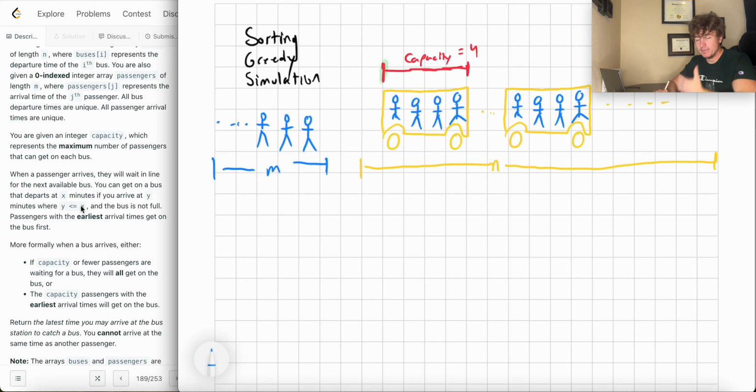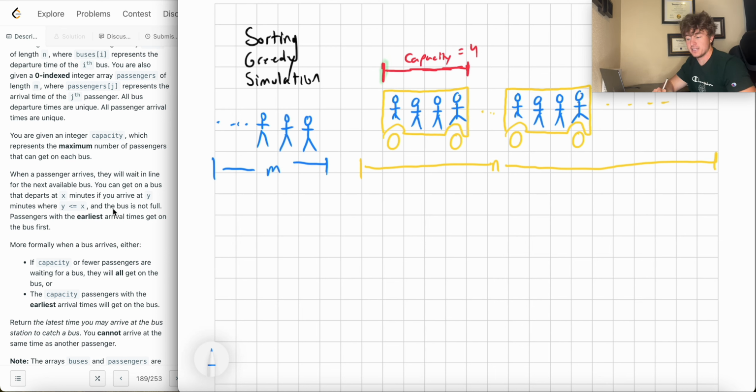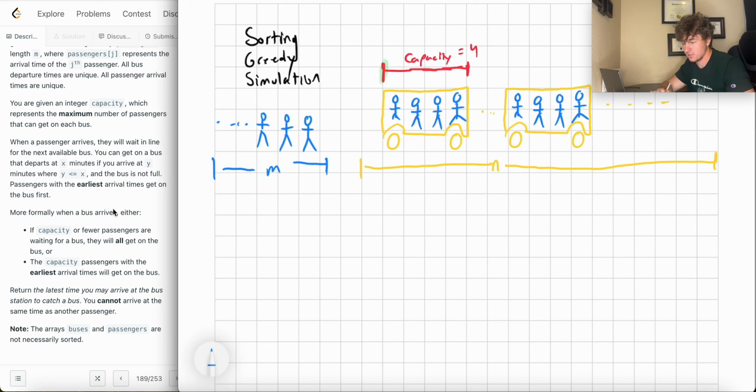So the minimum time the bus can arrive is the same time that I arrive or after, right? I can't get on a bus that came before. That's equivalent to me missing the bus, right? And the bus is not full, right? So I can only get on that bus if it arrives either when I arrive or after, and the bus isn't full, meaning there aren't people in front of me that get on the bus and make it difficult for me. And that'll make sense when we walk through a little simulation here.